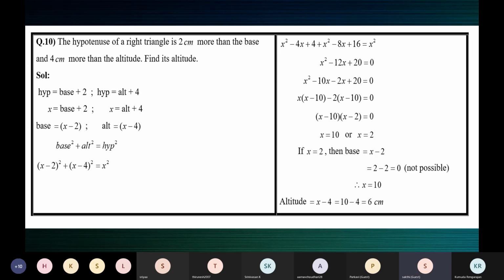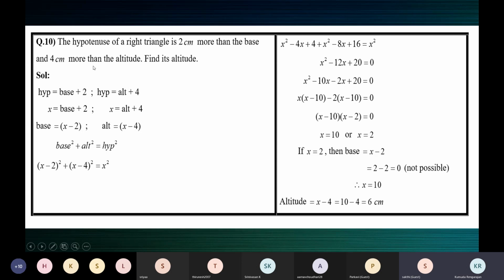I have a doubt. Yes. They gave that hypotenuse is base plus 2 and base plus 4. Oh, the question is the hypotenuse right hand to the base, and no, it's correct. What's your question? No, ma'am, they gave that the hypotenuse is 2 more than the base, and the hypotenuse is 4 more than the altitude, ma'am.